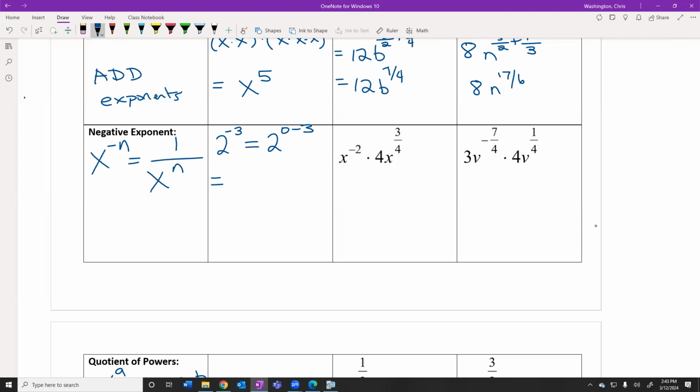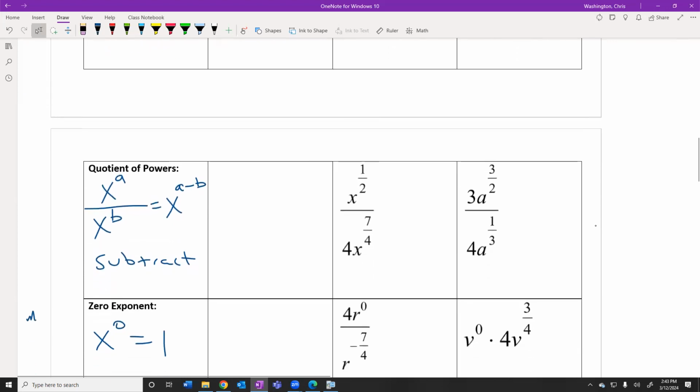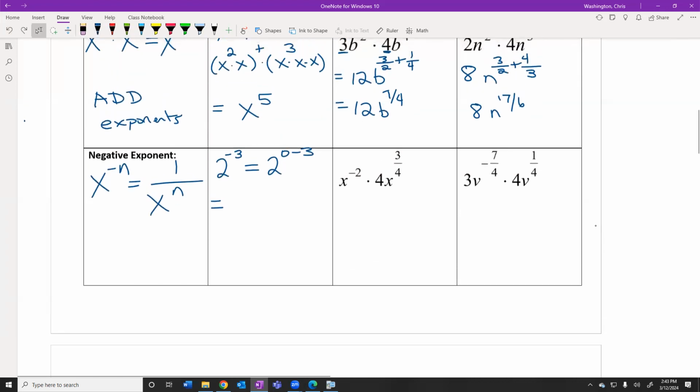Using the quotient of powers property that we just talked about, if we're subtracting exponents, can I write this as a division, or a quotient? And the answer there is yes. So now I'm going to write this as a quotient. 2 to the 0 is going to be on top, and 2 to the third is going to be on bottom. We wrote it as a quotient. I told you we were going to use that property.